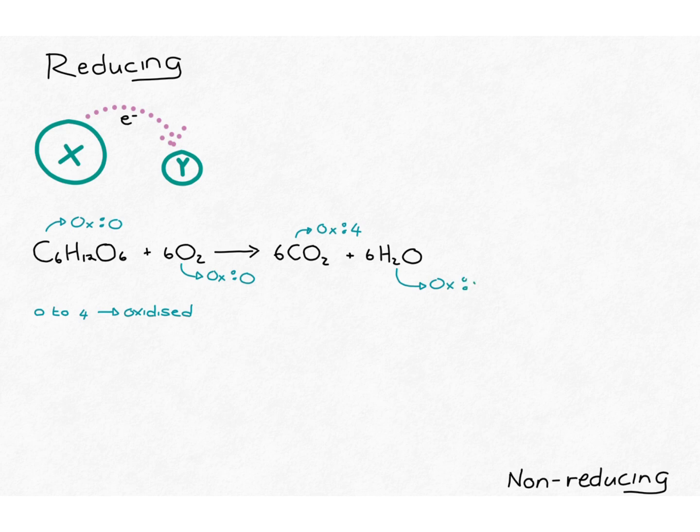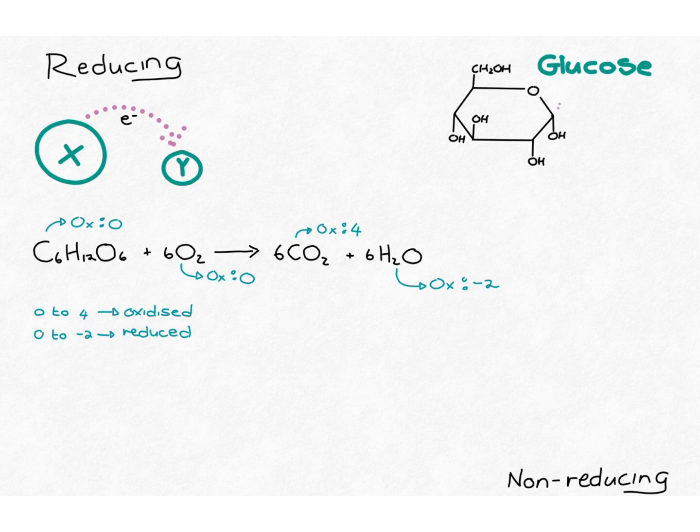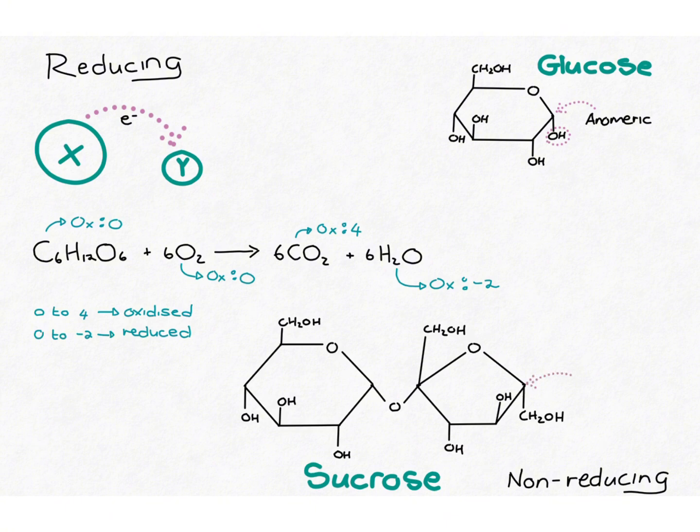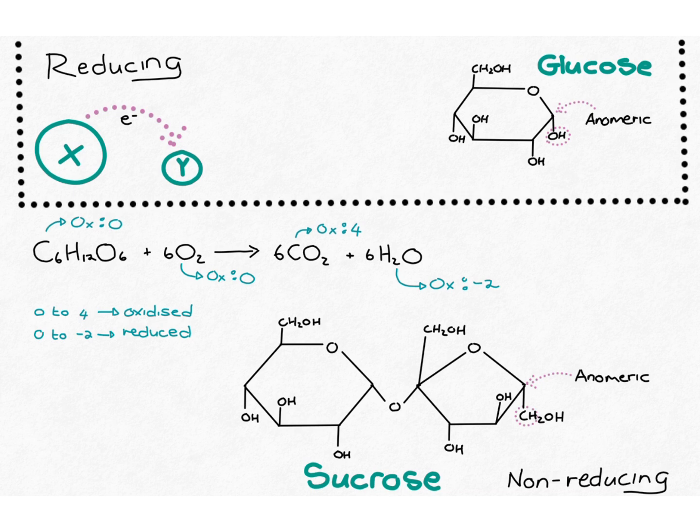water. A reducing sugar can be distinguished by its anomeric carbon, having a hydroxyl group as in glucose, fructose, and maltose. The non-reducing sugars have no hydroxyl group on the anomeric carbon, just like in sucrose.